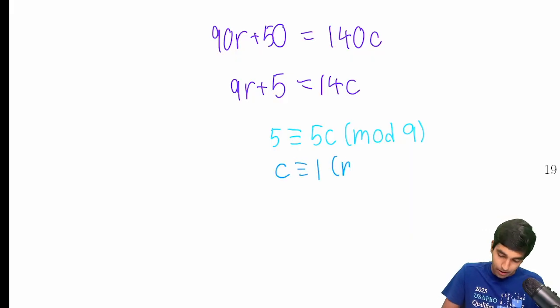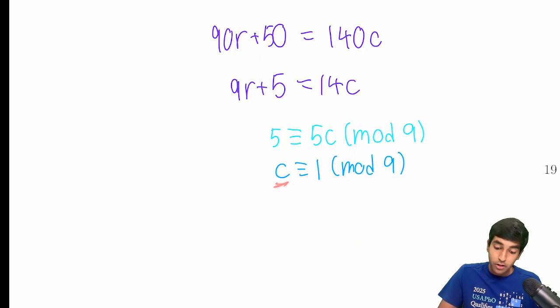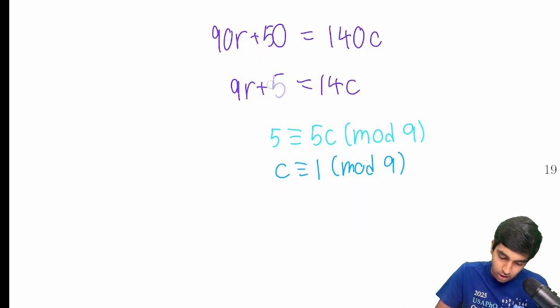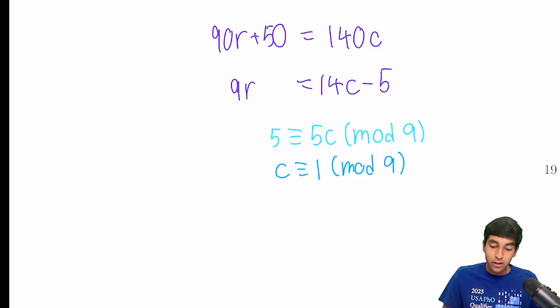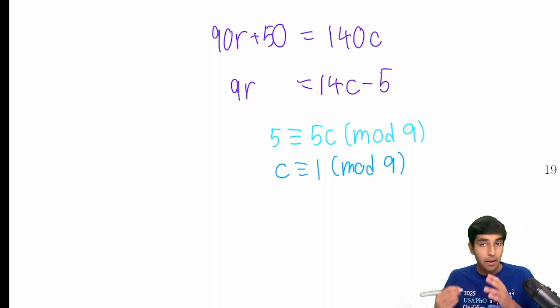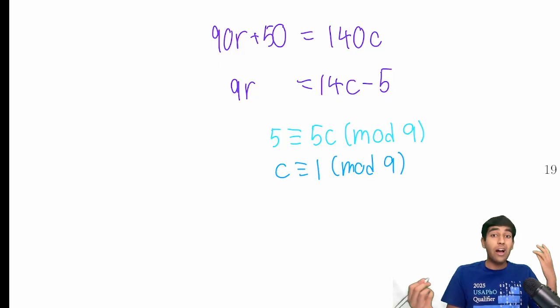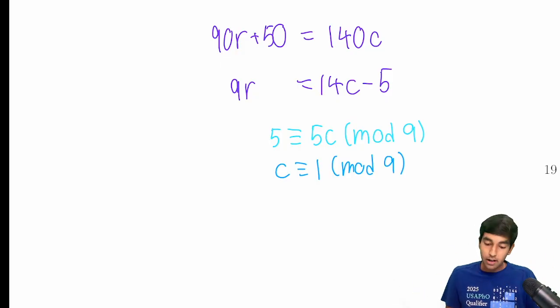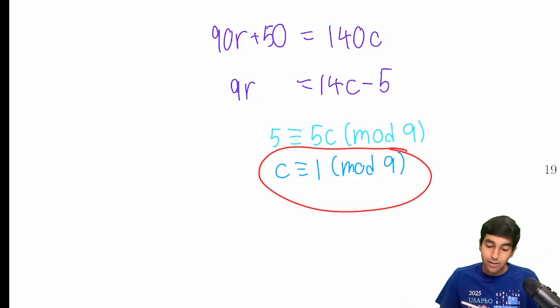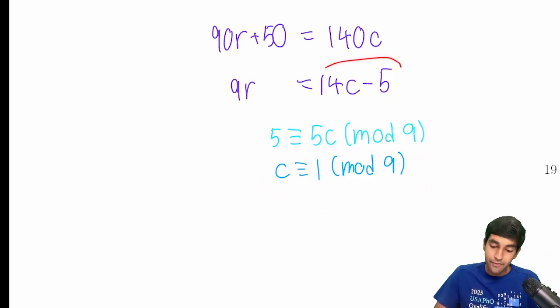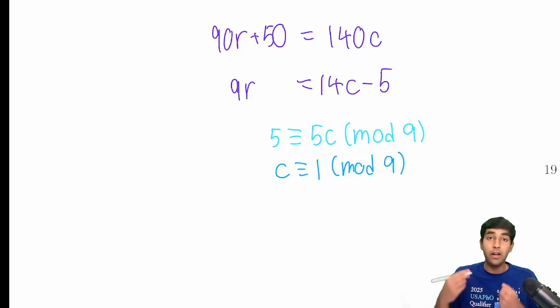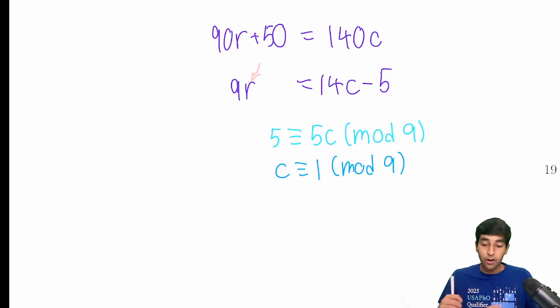is 1 mod 9. Let me clarify a little bit here. The reason we do this is we need 14C minus 5 to be a multiple of 9. And this will happen, 14C minus 5 will be a multiple of 9 whenever 5C minus 5 is a multiple of 9, or 5C is the same as 5 mod 9. So whenever we have C is 1 mod 9, this quantity will be a multiple of 9, and then we get an integer value for R.